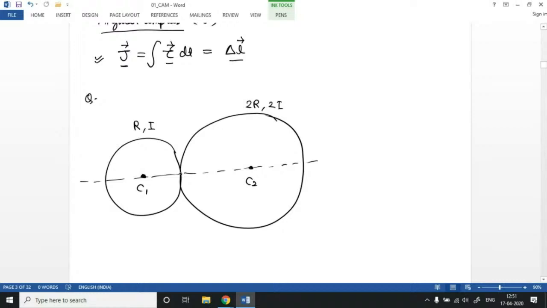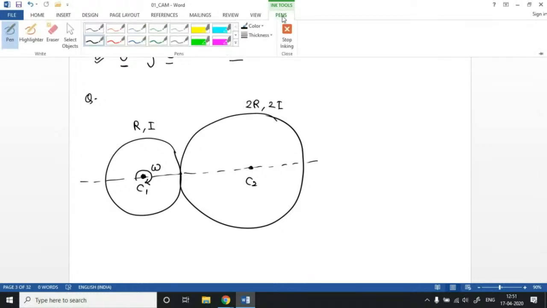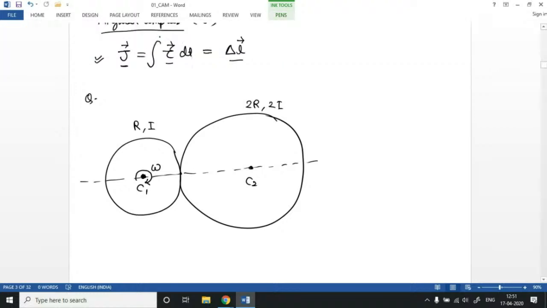Initially, you can say it was moving with angular velocity omega. After a long time, I'm interested in what would be the angular velocity of the smaller disk as well as the larger disk. Let's say after a long time, this would be moving with omega 1 and this would be moving with omega 2. We are interested in finding out the value of omega 1 and omega 2.